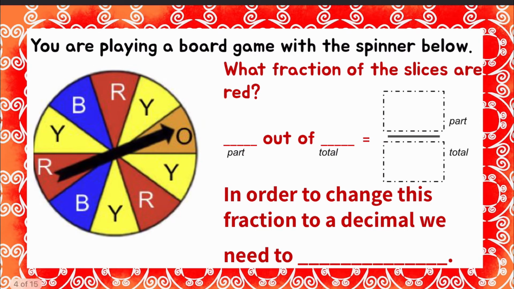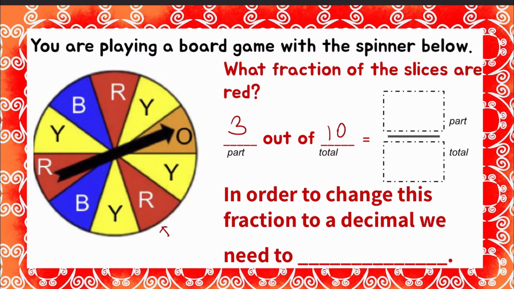Let's look at a spinner. Let's say you are playing a board game with the spinner. What fraction of the slices are red? So what we want to do is count up the number of red. So how many red slices do you see? That would be 3. And it's 3 out of the total. How many slices are there in the spinner in total?